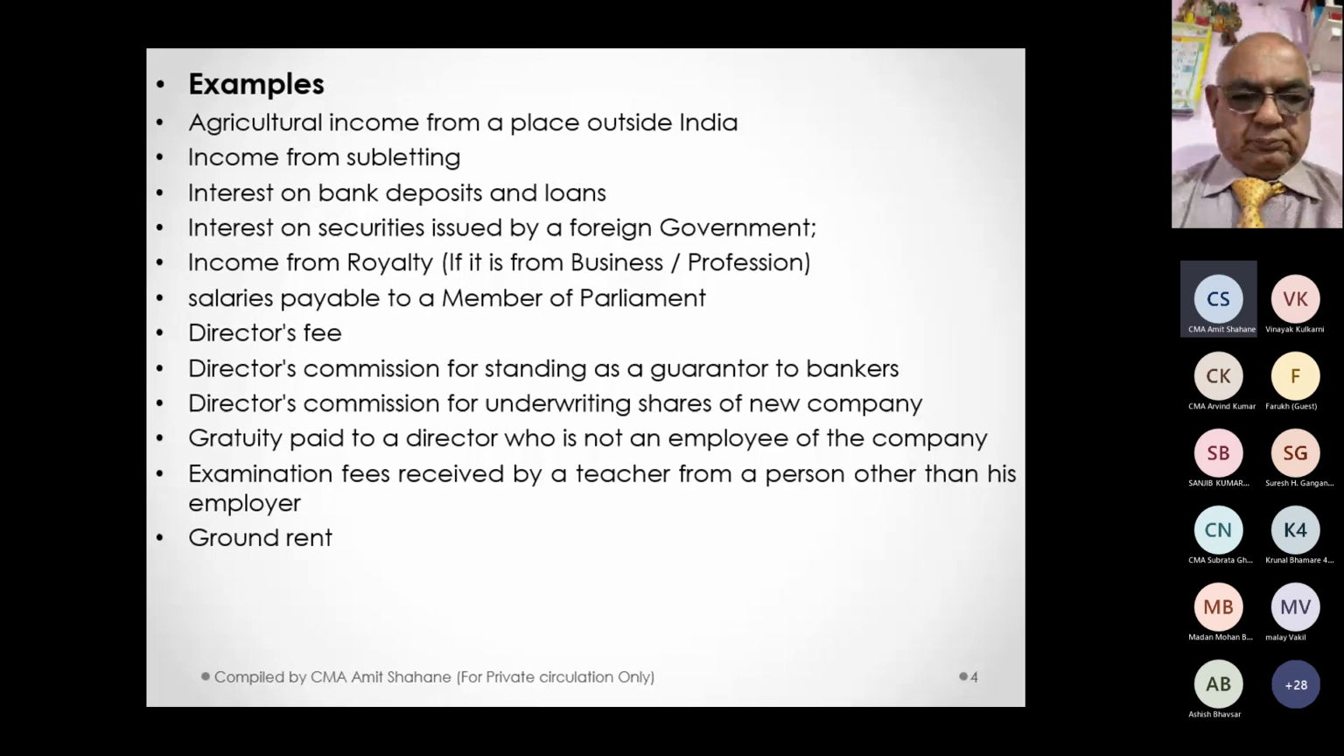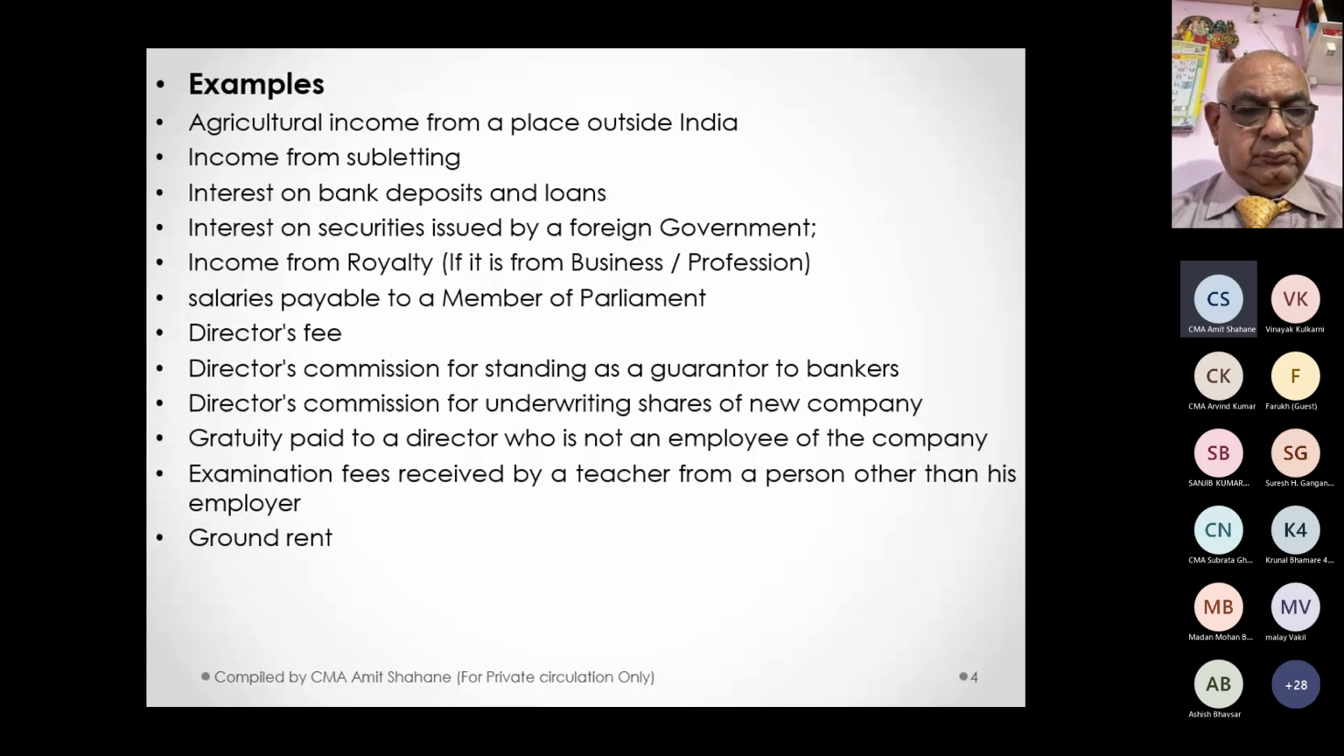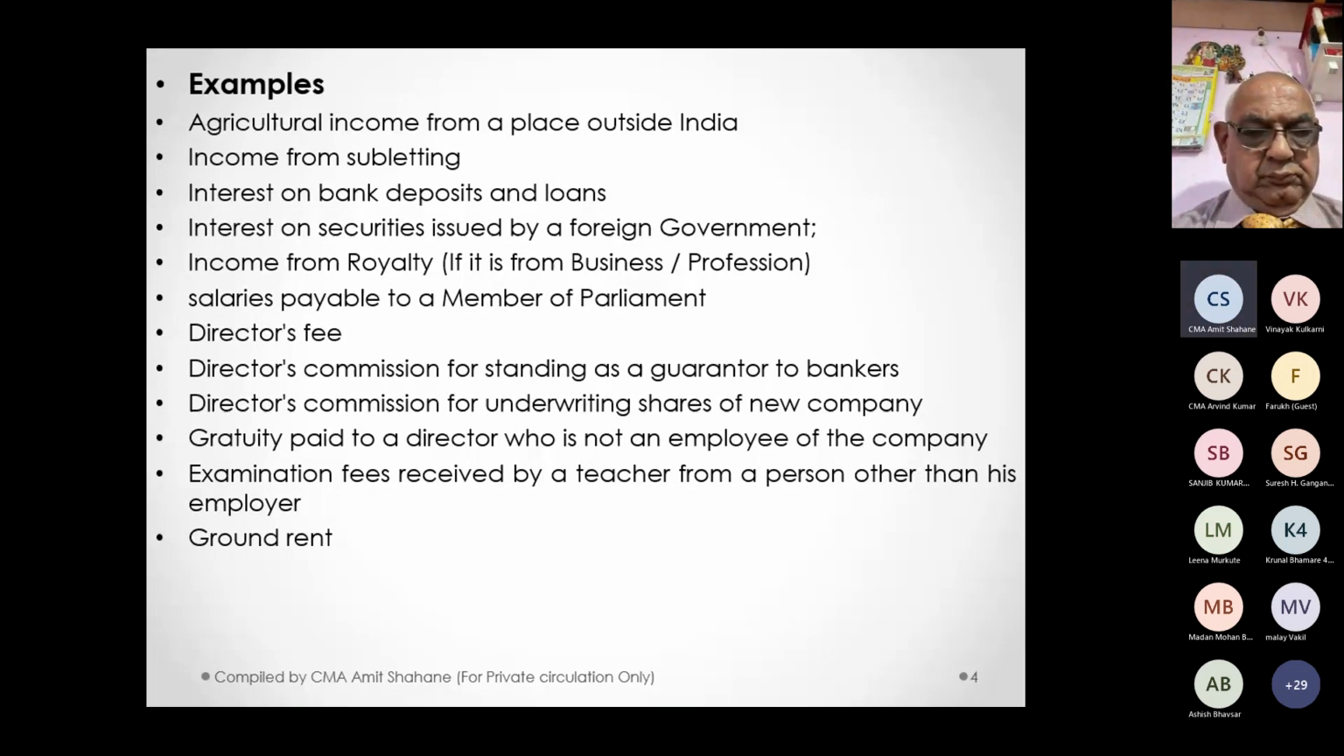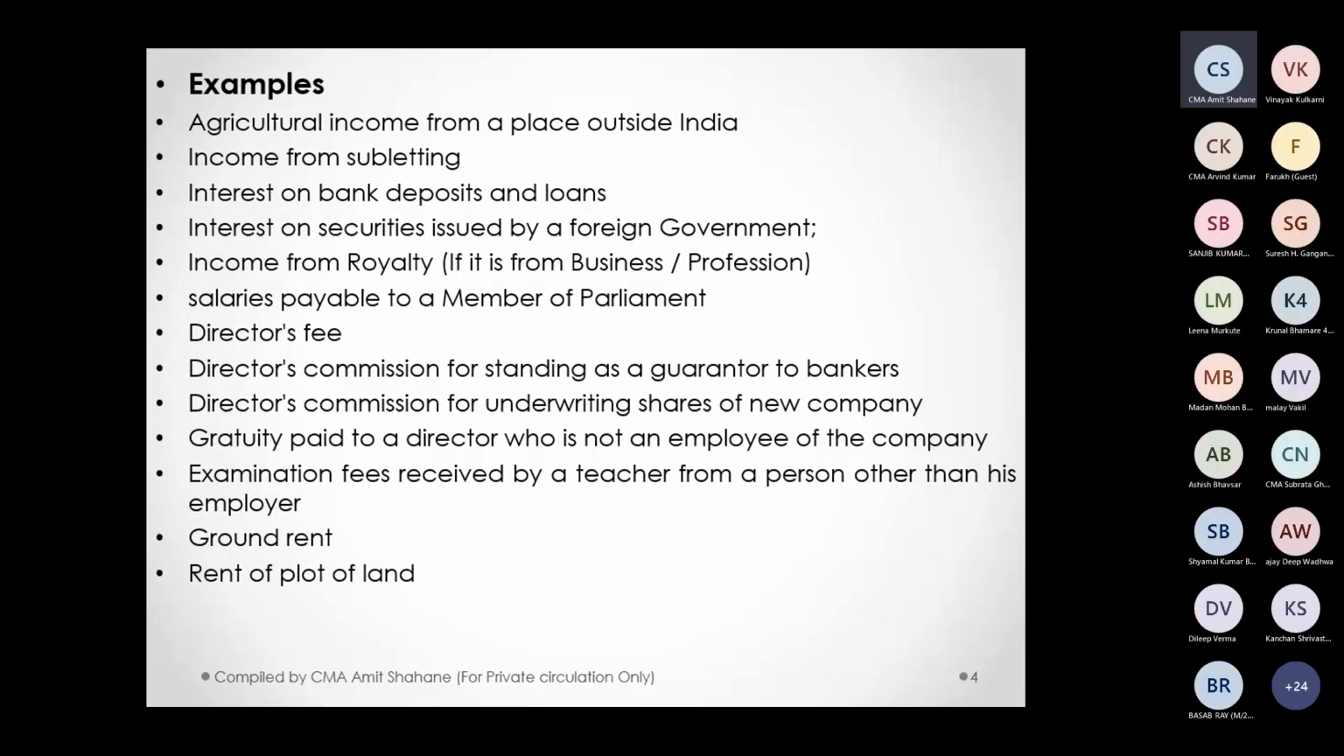Now, please understand again the difference. As I mentioned in house property, what is chargeable under house property? Building and land appurtenant thereto. Now, in this case, even if there is a building, the rent that he is receiving is not for that building. It is for that plot of land. And therefore, this is chargeable under income from other sources.